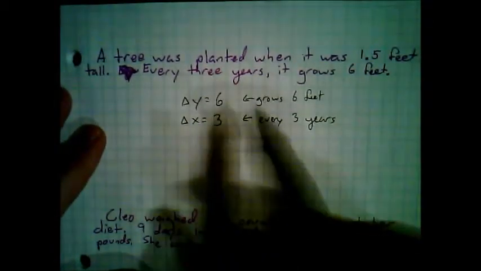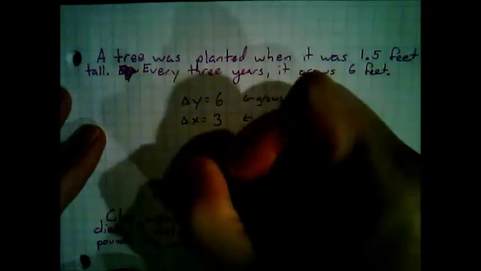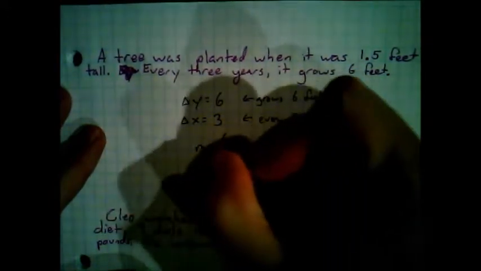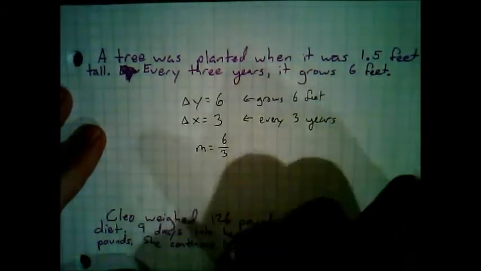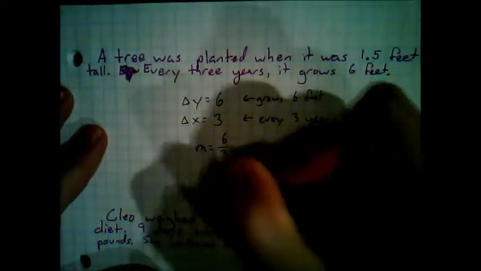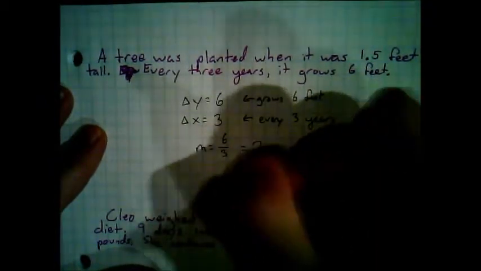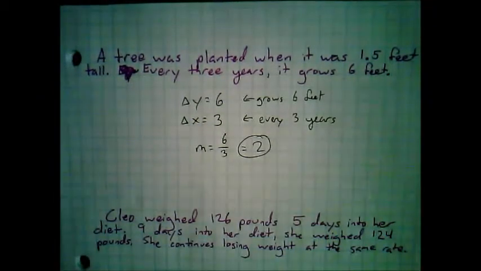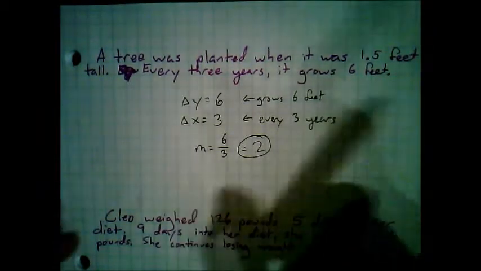And this is our rate. The tree grows 6 feet every 3 years, so our slope is 6 feet over 3 years, and we notice that 6 over 3 reduces to 2. So if it grows 6 feet every 3 years, it's the same as growing 2 feet every year. Okay, and that's what our slope of 2 represents. Okay, our next problem.